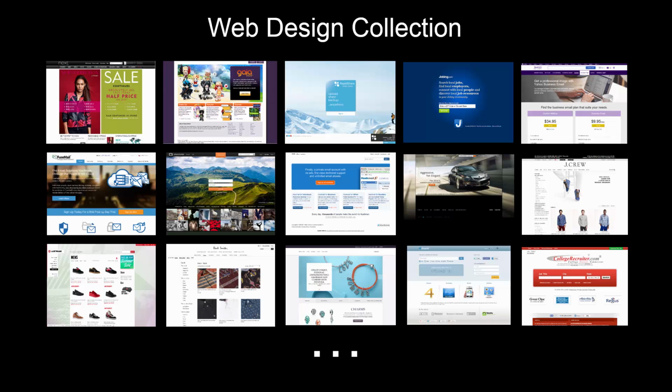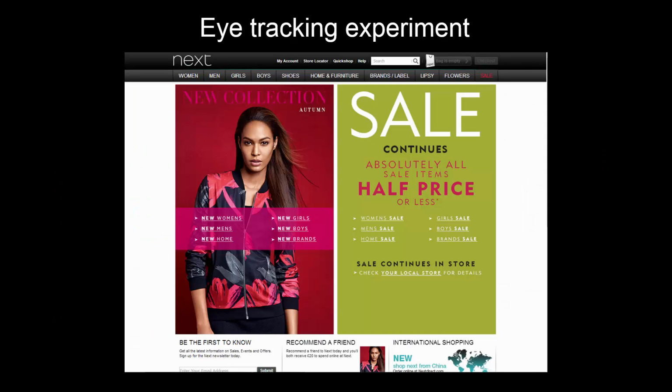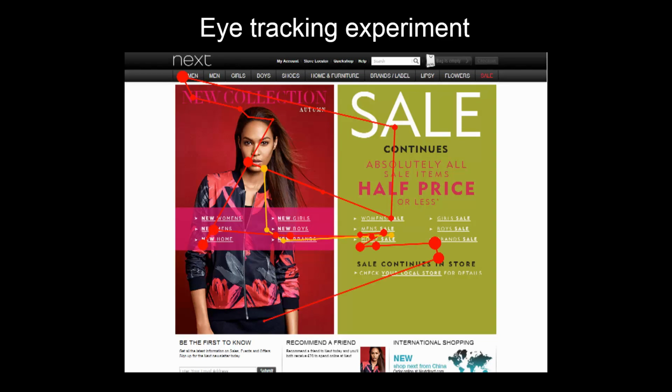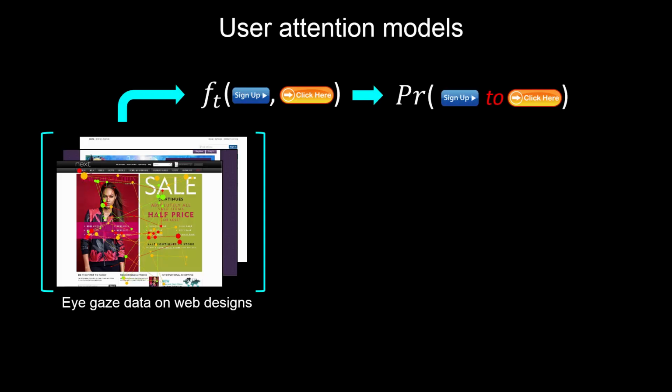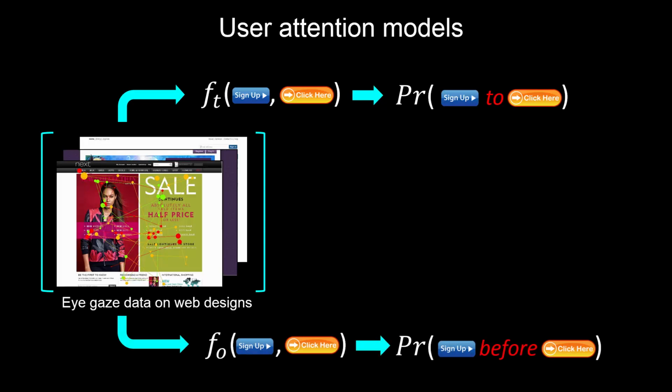To understand and model user attention behaviors on web designs, we collect a set of web designs of different types. For each web design, we use an eye-tracking device to record the eye movements of multiple users on it under task-driven conditions. Given the eye gaze data on our web design collection, we learn two user attention models. First, we learn an attention transition model, which predicts the probability of user attention moving from one component to another. Second, we learn an attention order model, which predicts the probability of one component being visited before another.